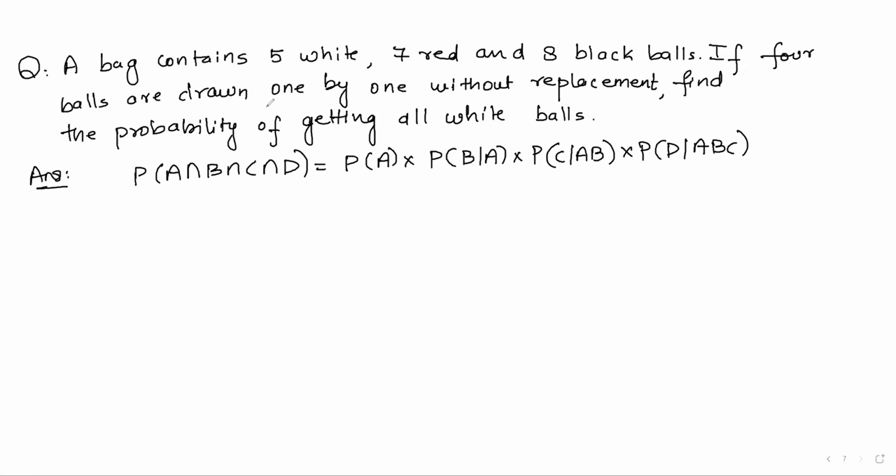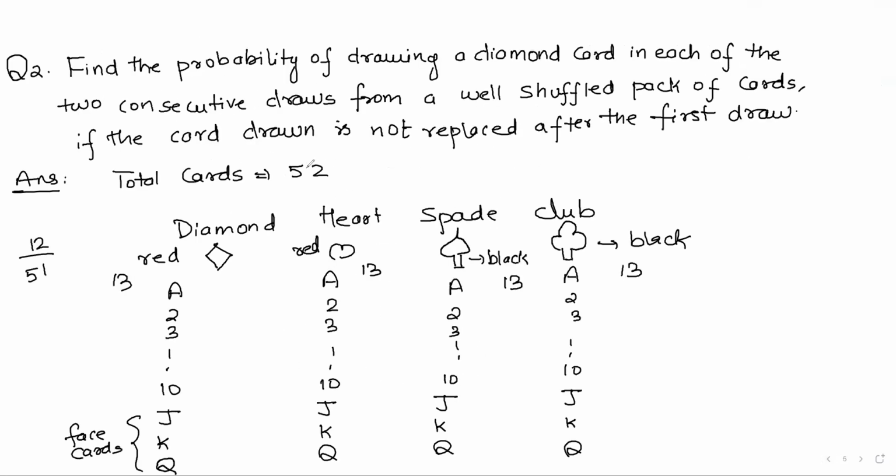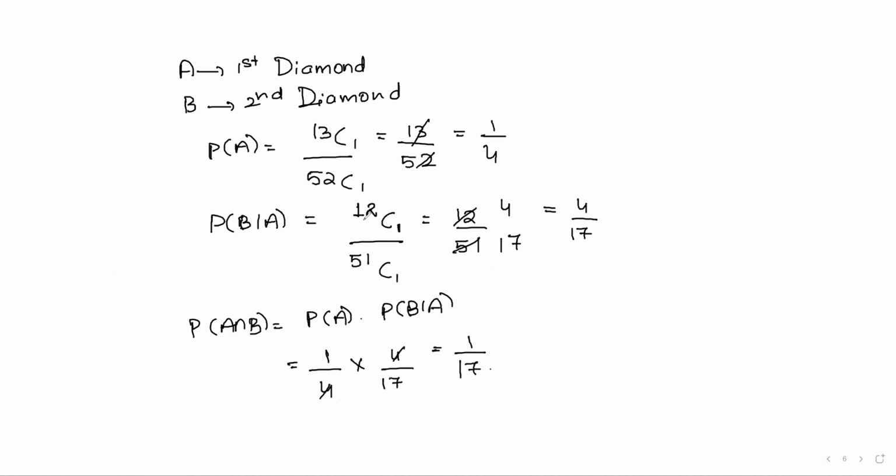Sir, in the previous question, why are you taking for P of A the denominator 52C2? Why did we take 2 in the part of C? Where I have written 52C1 C2, it is 52C1. Okay, Nabil. Yes, sir. Nabil, is it clear? Yes, sir.